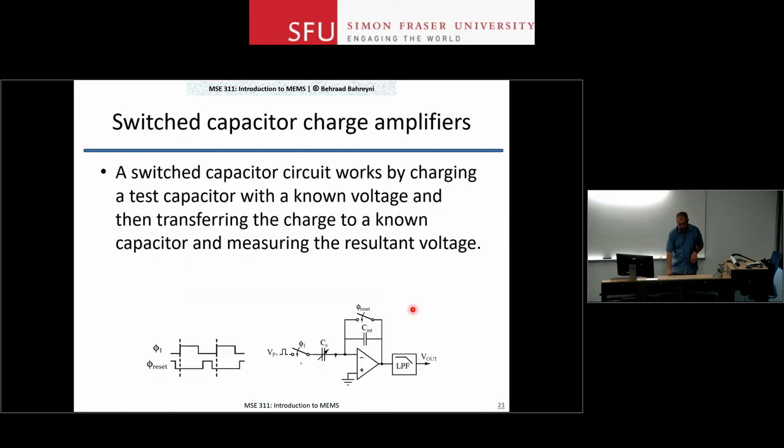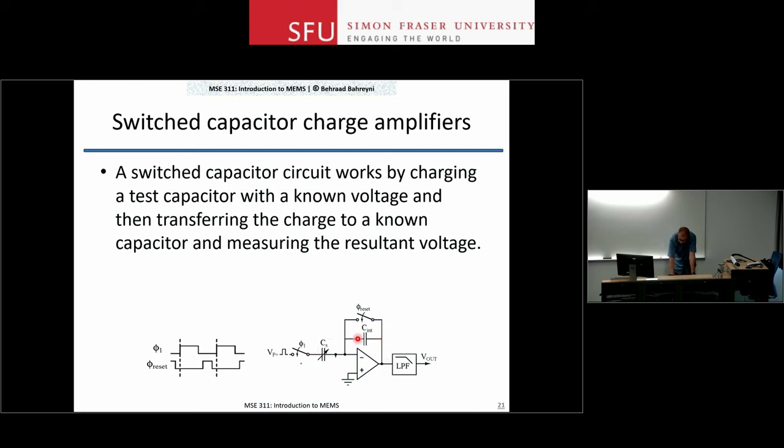Okay, so another category of amplifiers is switch capacitor charge amplifiers. And these are usually implemented using IC technologies, integrated circuit technologies. Very briefly, we're not going to get into too much detail here, but very briefly, what we do is that we have the same charge amplifier as before.